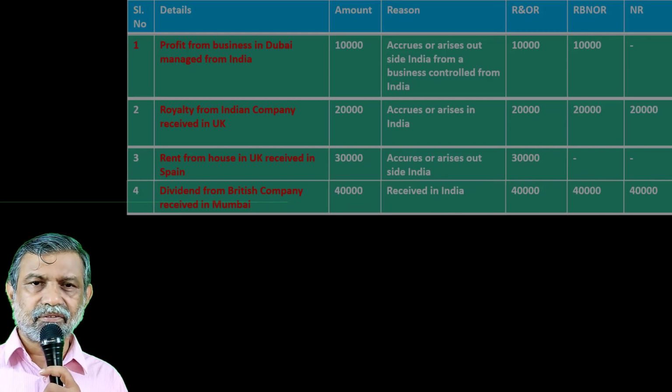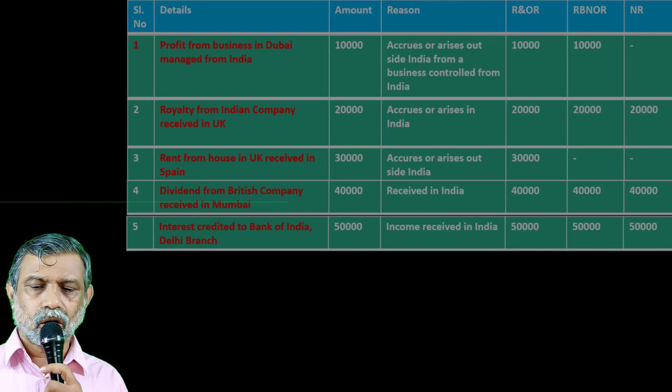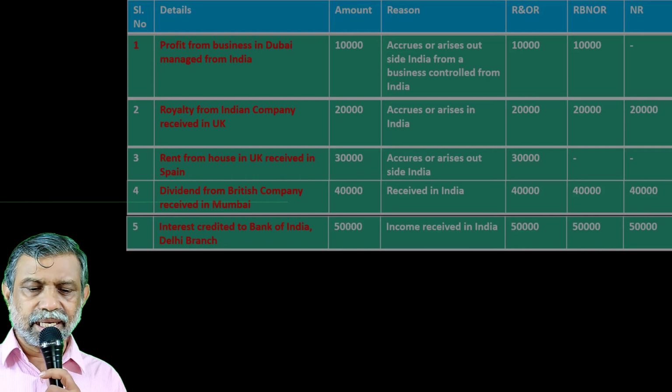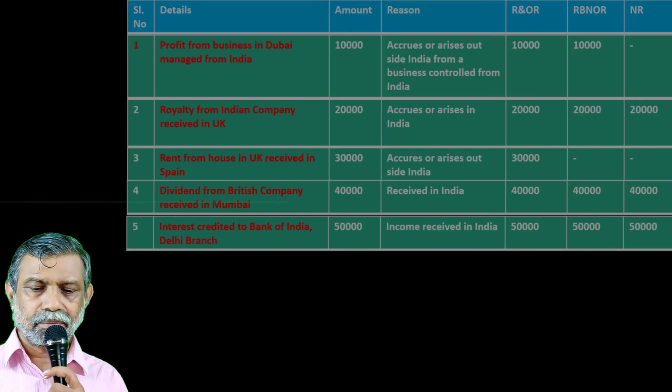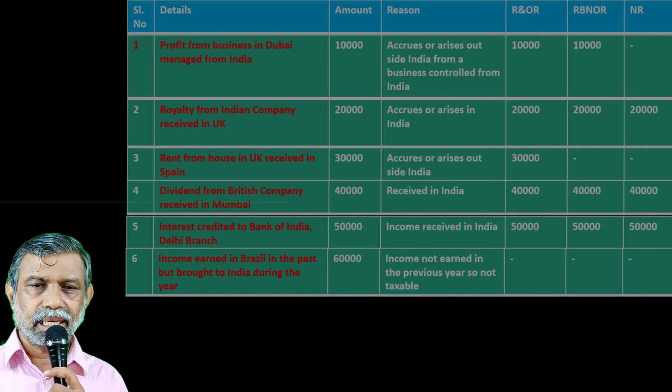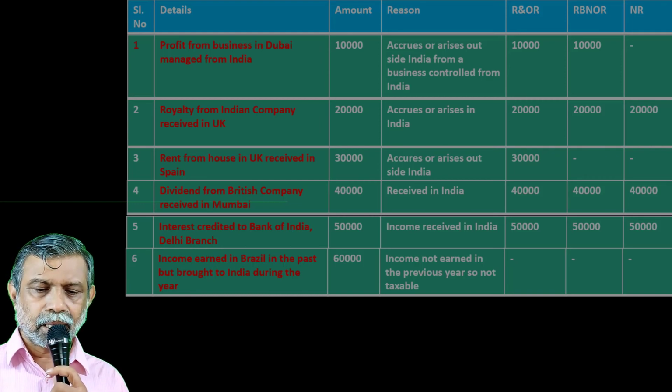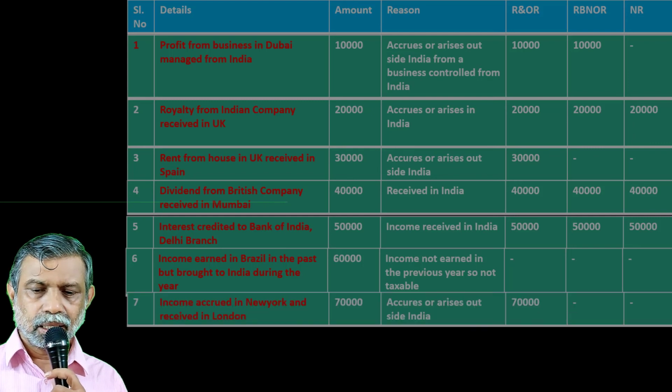Fourth case, dividend from British company received in Mumbai. Income received in Mumbai, therefore received in India, taxable in the hands of all 3 assessees. Fifth one, interest credited to Bank of India, Delhi branch, 50,000. This is income received in India, therefore taxable in all 3 cases. Sixth one, income earned in Brazil in the past but brought to India during the year, 60,000. Income not earned in the previous year, so not taxable now. Clear? That's not taxable in all 3 cases.